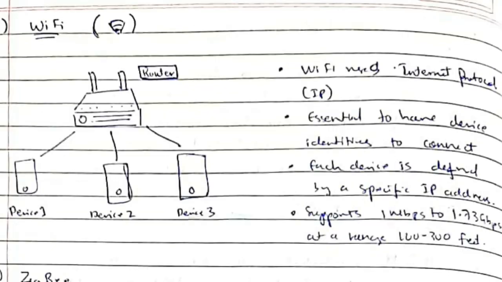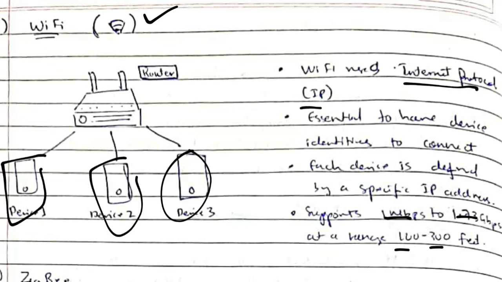Wi-Fi can be told as a better form of Bluetooth because it supports a large range of devices, and the data transfer rate is also very high, like from 1 MB per second to 1.73 GB per second, and more than that. And it has a range of 100 to 300 feet, and it uses Internet Protocol, okay, to identify which device is connected to the Wi-Fi.